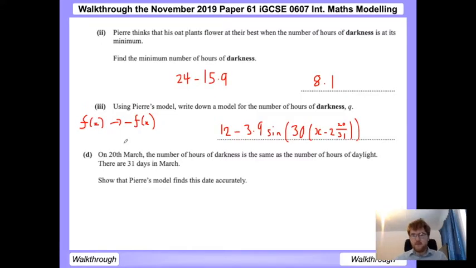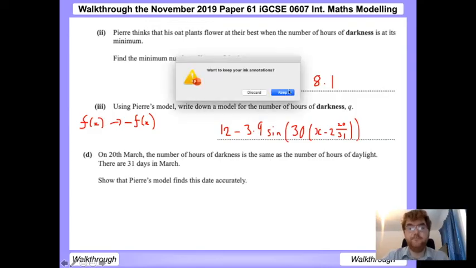And now we need to verify something. On the 20th of March, the number of hours of darkness is the same as the number of hours of daylight. And there are 31 days in March, nice to know. And show that Pierre's model finds this date accurately. So, when the hours of darkness is the same as the number of hours of daylight, then they're both going to be 12. So, we need to go back to our GDC.